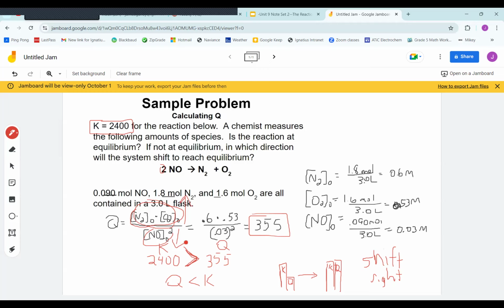It's kind of like in the previous question where we had the pictures. The value for Q was slowly increasing until eventually it leveled off. Here, in this problem, they gave us a value for K, and they gave us enough information to calculate a value for Q and make a comparison. Well, we made the comparison. Q is less than K. We need to make more products before equilibrium is reached. As to how long that takes, well, that's a whole other question.